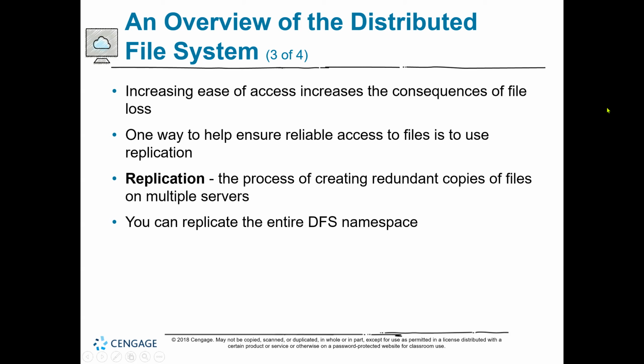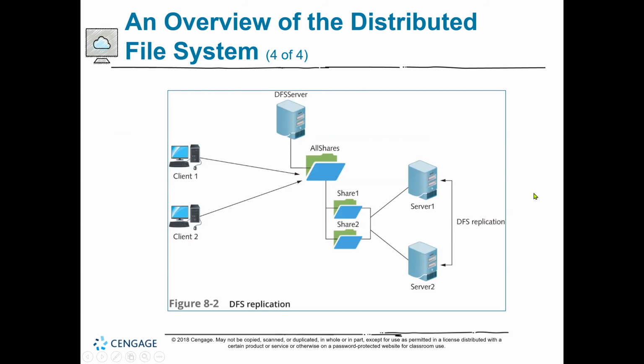One way to help ensure reliable access to files is to use replication. Replication is the process of creating redundant copies of files on multiple servers. You can replicate the entire DFS namespace. So here's an example, and you can see you have all shares, and then they duplicate the DFS replication. You have server 1, server 2, and it's just showing, hey, you can replicate these.